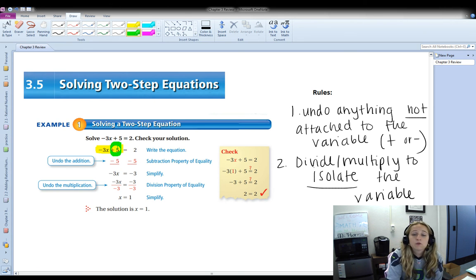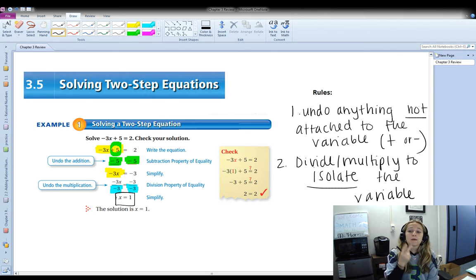So you see here, in order to cancel out addition, we have to subtract 5 on both sides. That is my first step. I subtract 5. Then I'm left with negative 3x equals negative 3, okay? Now this is just a 3.4 problem. I see negative 3x. In order to undo that, I have to divide by negative 3 on both sides. If I divide, that is going to give me x equals 1.